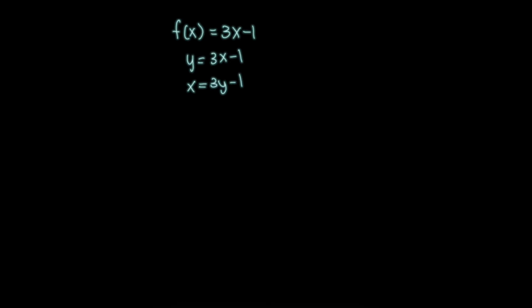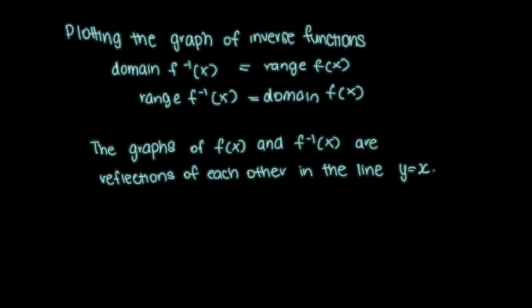Next, we have to rearrange to make y the subject. So we'll get 3y equals x plus 1, and y will be equal to (x plus 1) over 3. So if f(x) equals 3x minus 1, then the inverse of f(x) would be equal to (x plus 1) over 3. Next, let's learn about how to plot graphs of inverse functions.